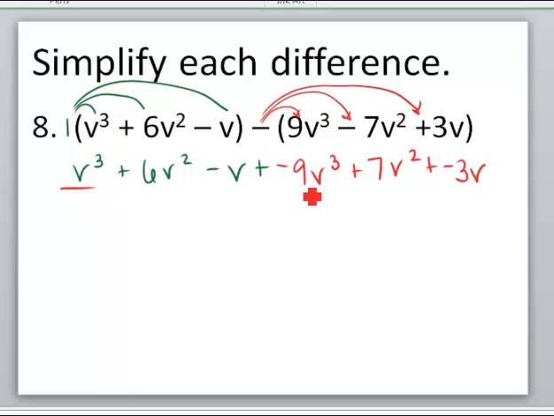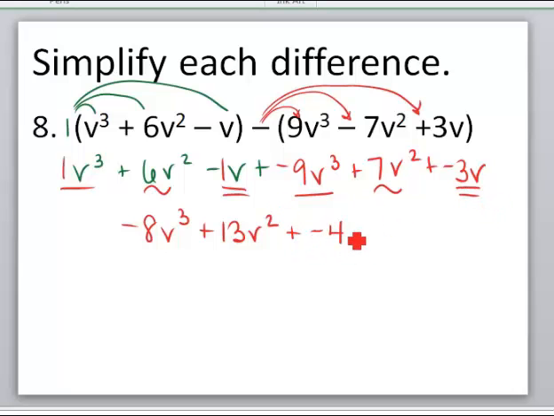So now I'm going to add like terms. I have a 1v cubed and a negative 9v cubed, which would be a negative 8v cubed. I have a 6v squared and a 7v squared, which is a 13v squared. And then I have a negative 1 and a negative 3v, which gives me a negative 4v.